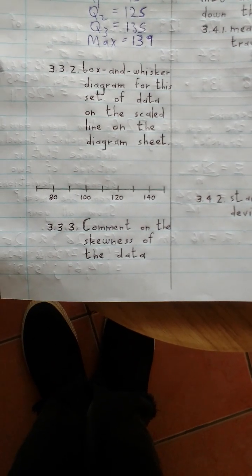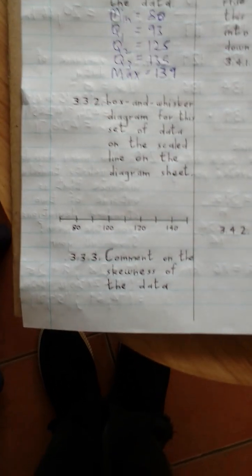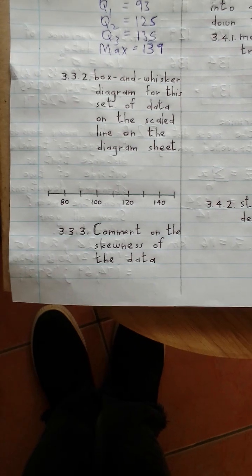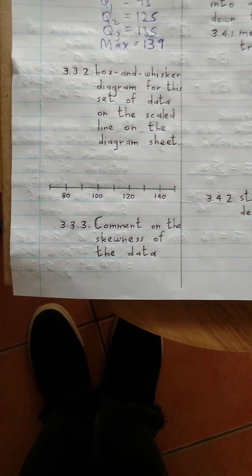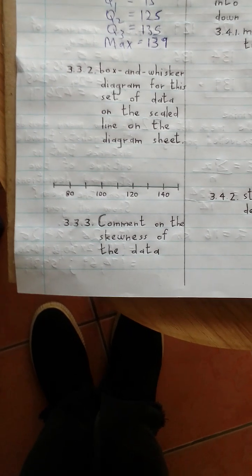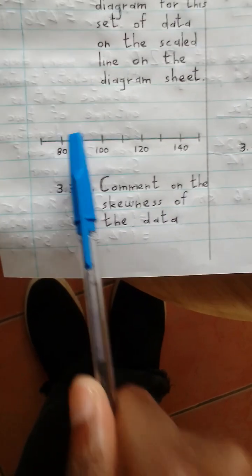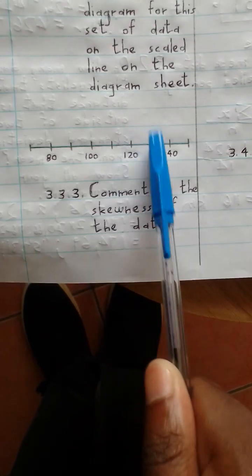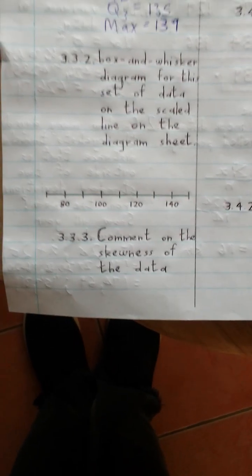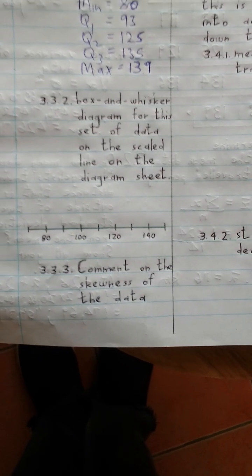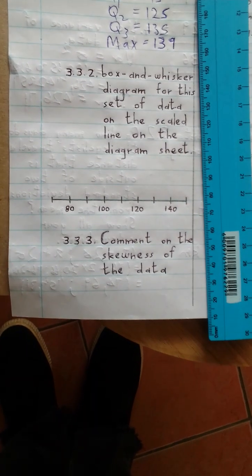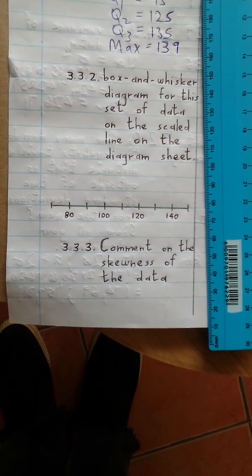3.3.2 states, write down the box and whisker diagram for this set of data on the scaled line on the diagram sheet. Here's the scaled line that you're going to get on the diagram sheet. So you need to understand it. 70, 80, 90, 100, 110, 120, 130, 140, 150. Let me just fetch my ruler quickly. There it is. I'm just going to show you step by step.